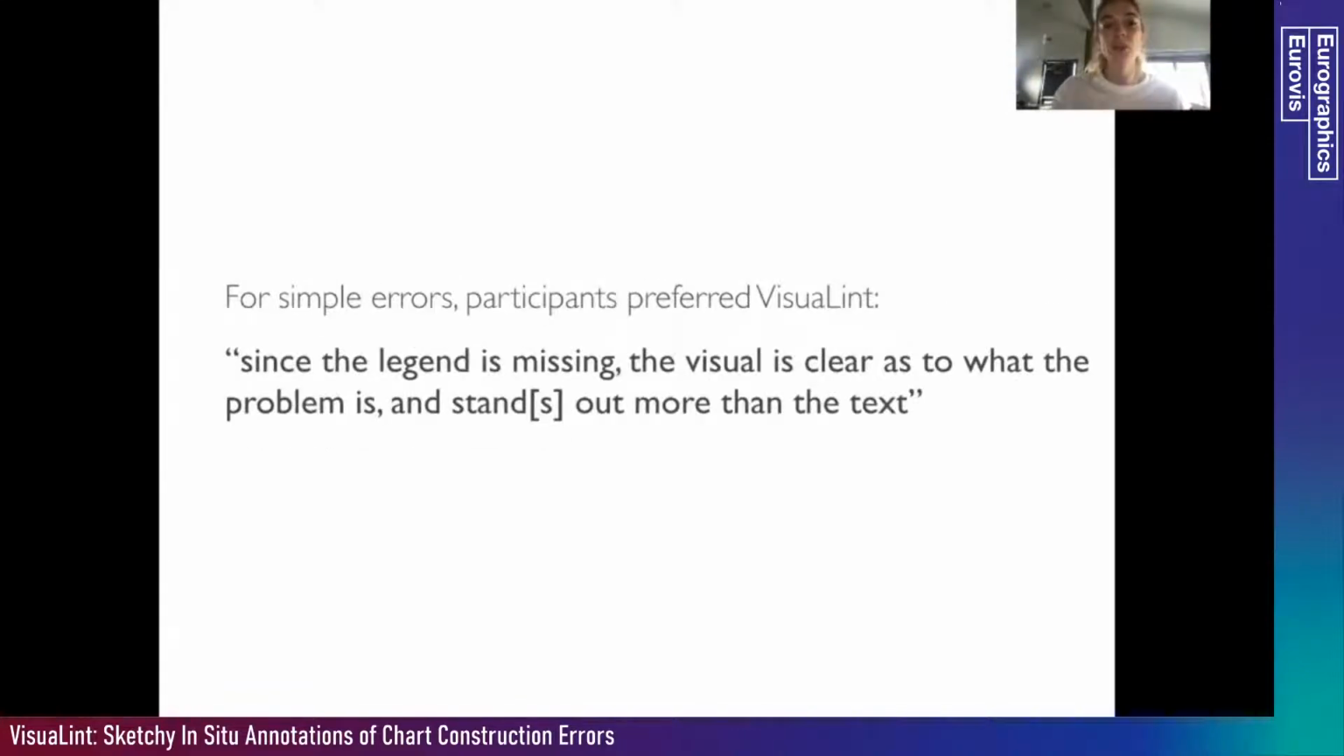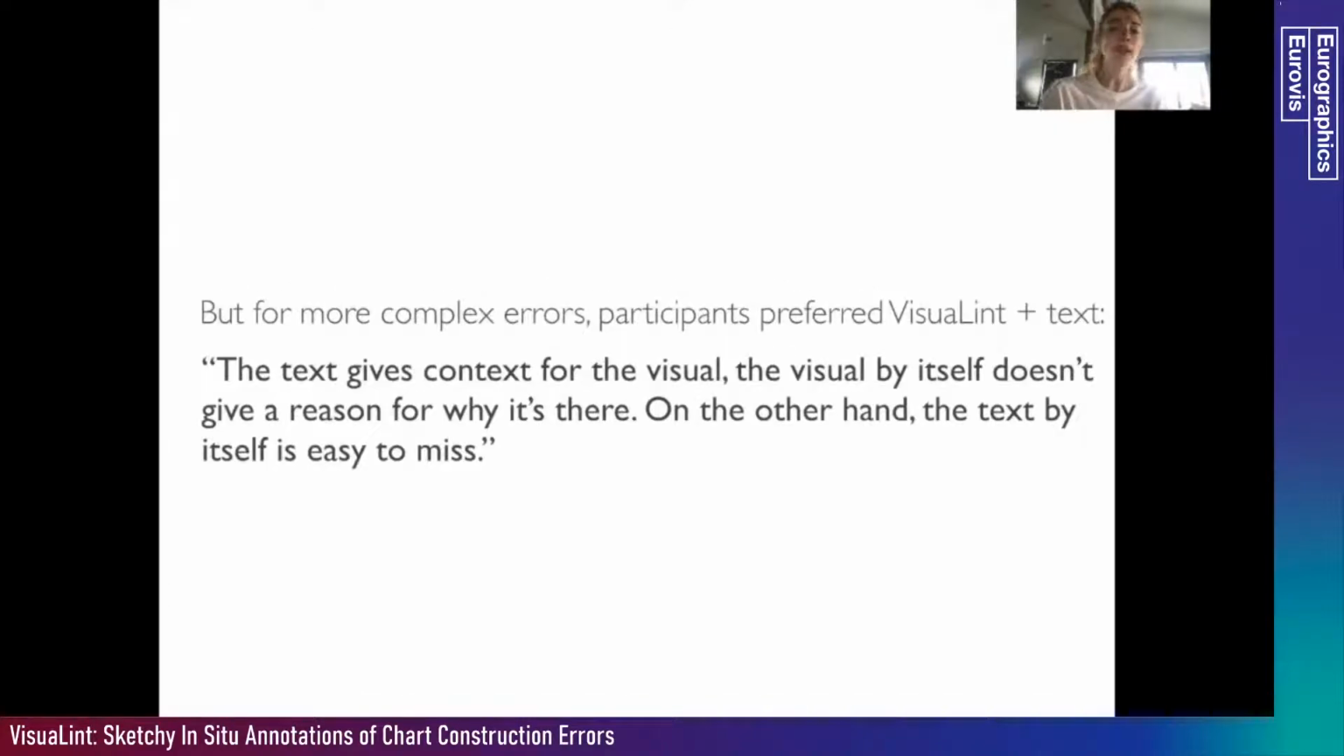For simple errors, participants preferred VisualInt. Since the legend is missing, the visual is clear as to what the problem is and stands out more than the text. But for more complex errors, participants preferred VisualInt plus text. The text gives context for the visual. The visual itself doesn't give a reason for why it's there. On the other hand, the text by itself is easy to miss.